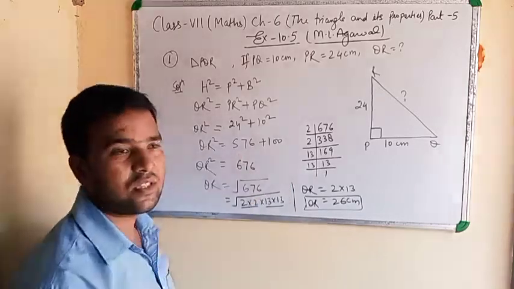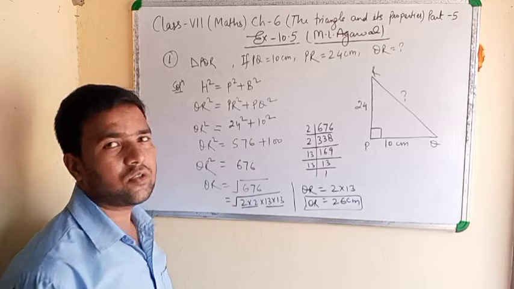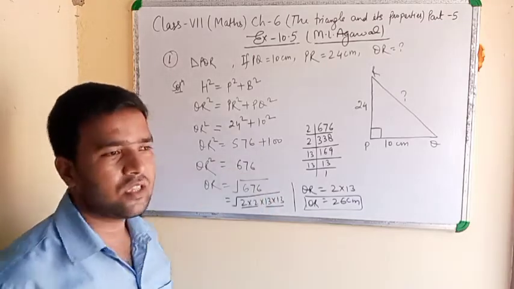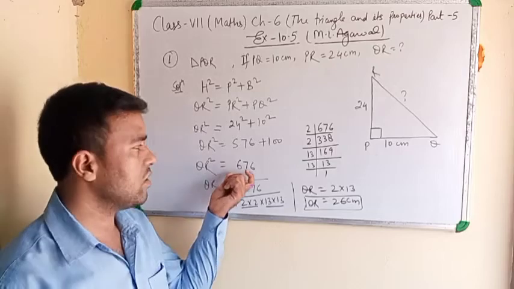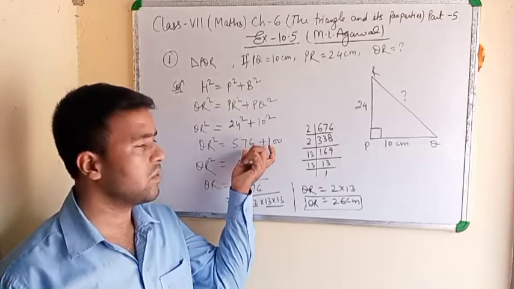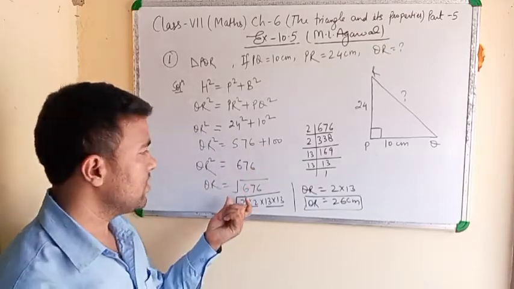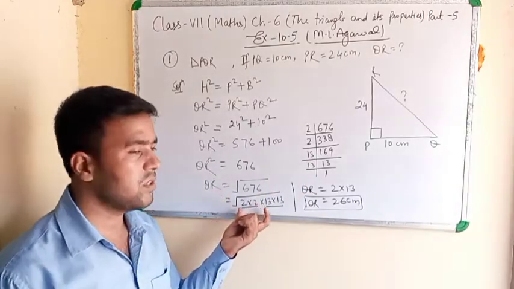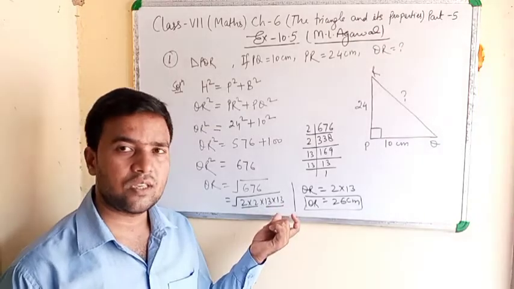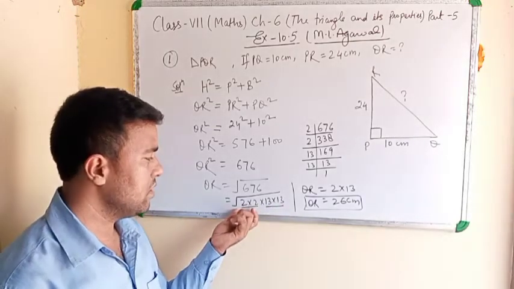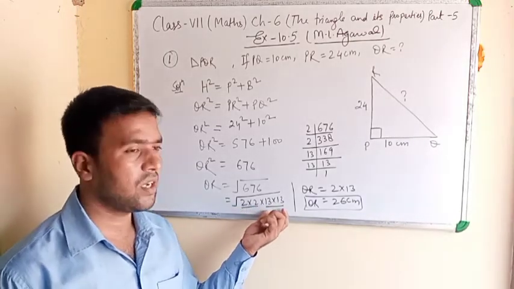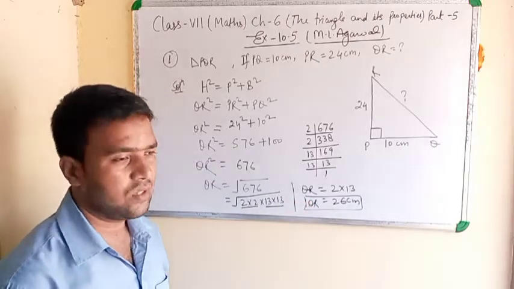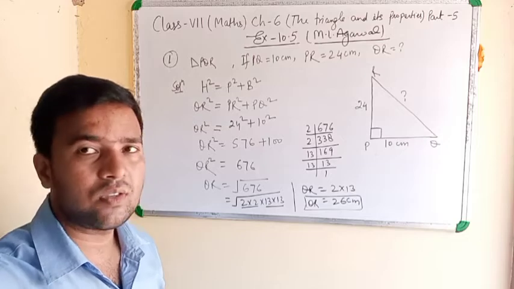How will 576 come? 24 square means 24 into 24. 10 square means 10 into 10. QR square equals 676. This plus this equals 676. After that find the LCM of 676. Then QR equals square root of 2 into 2 into 13 into 13. Then see, one pair of 2, one pair of 13. 2 into 13. QR equals 26 centimeters. That is the answer.